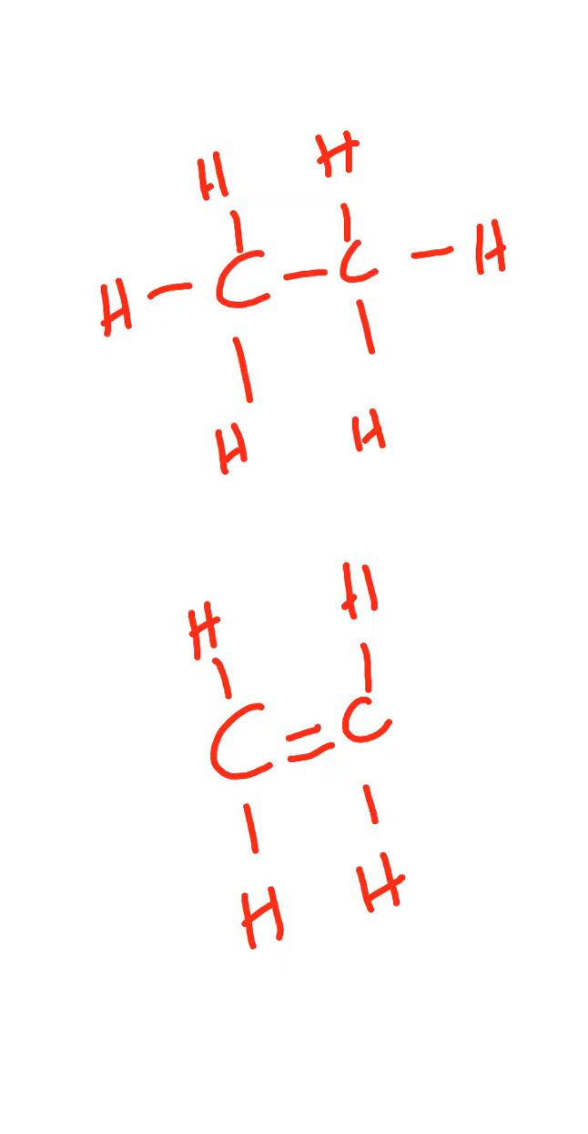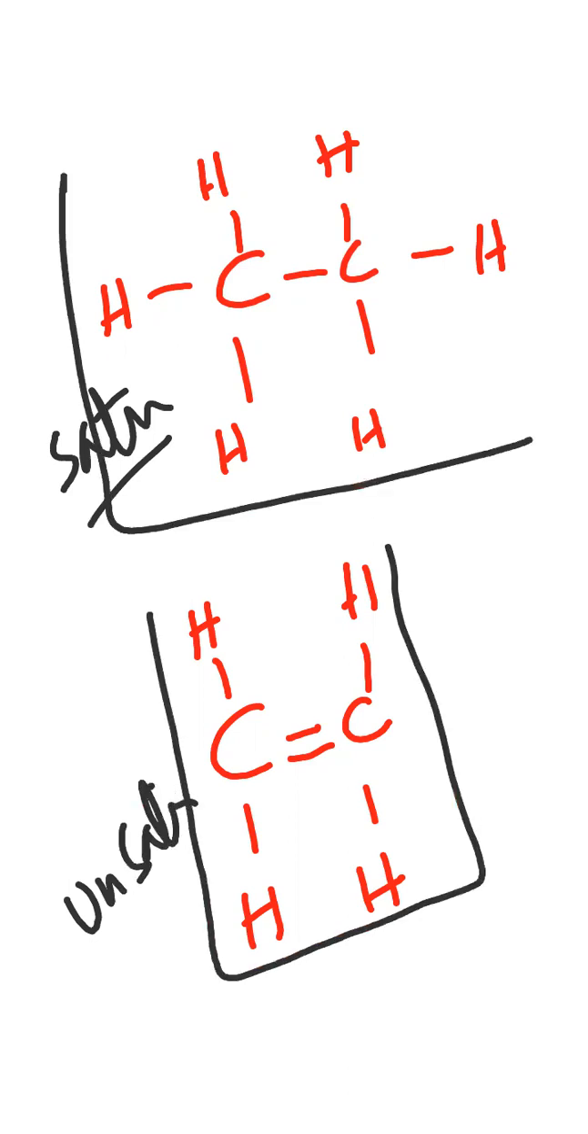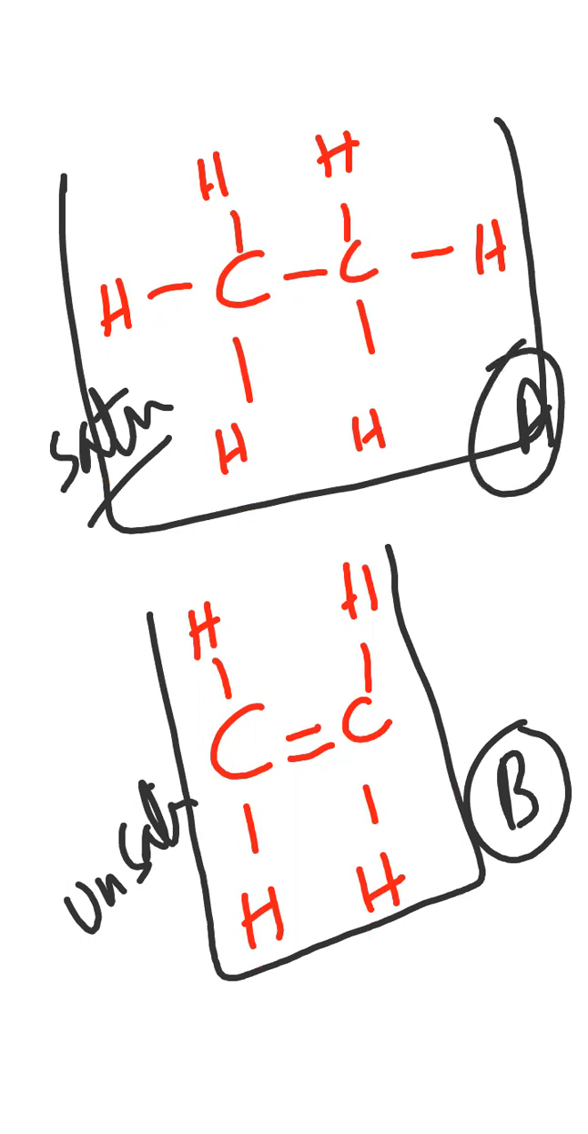How can we check unsaturation? The upper one is saturated. Let me write: this is saturated and this is unsaturated. For example, we have these things in containers, this is container A and this is container B, and I want to check which container has the unsaturated compound. How can we check?